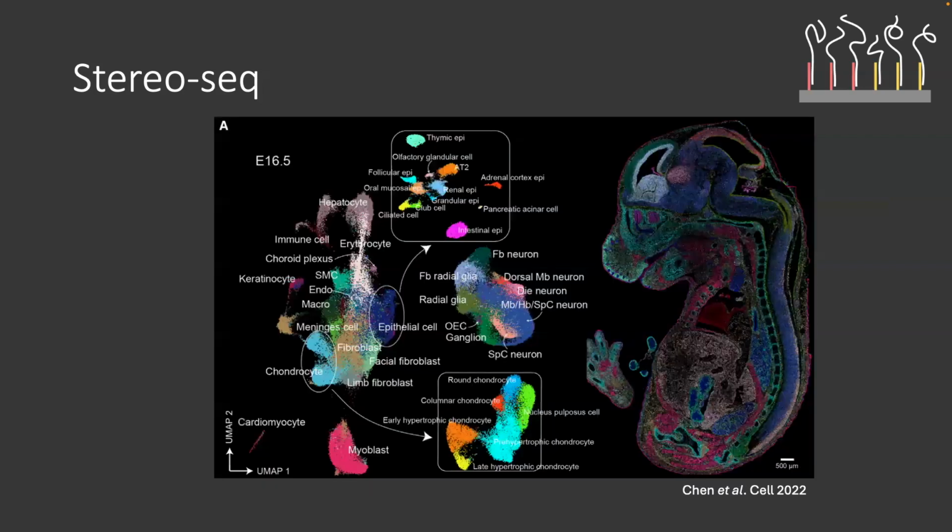Here's an example of one of their data sets, which I think is very beautiful. This is the cross-section of the mouse embryo. And they see all these different tissues. It looks quite wonderful.